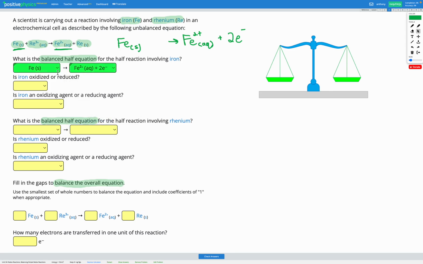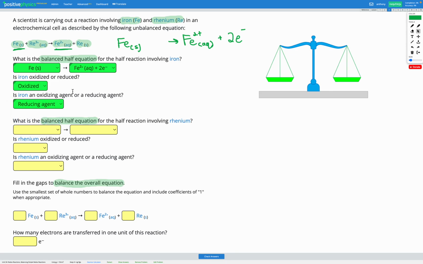The next question asked, was iron oxidized or reduced? Remember, oxidation is loss of electrons, reduction is gain of electrons. Iron has lost electrons here, so that means we have oxidation. Next to ask, is iron an oxidizing agent or a reducing agent? This is always going to be the opposite of what happened in the previous question. So if iron was oxidized, that means it's a reducing agent.